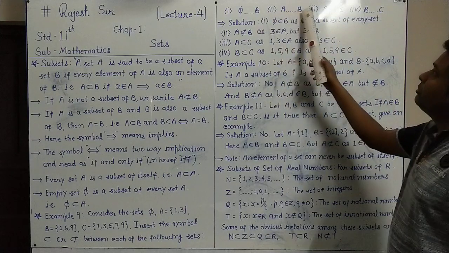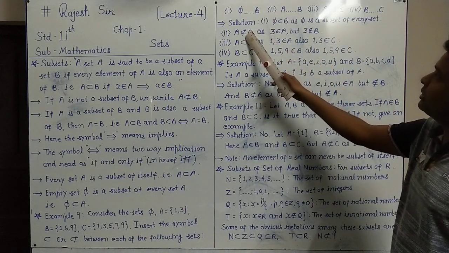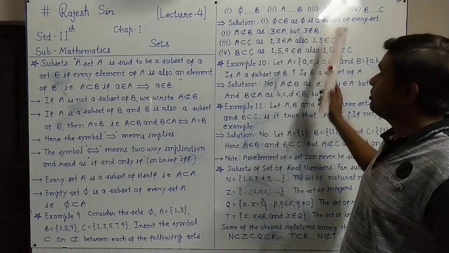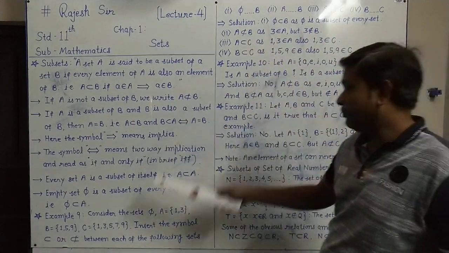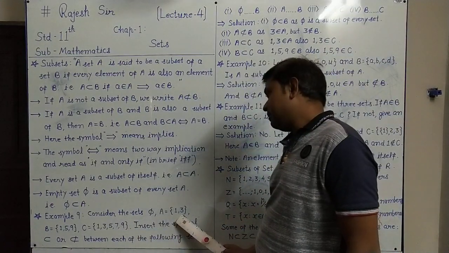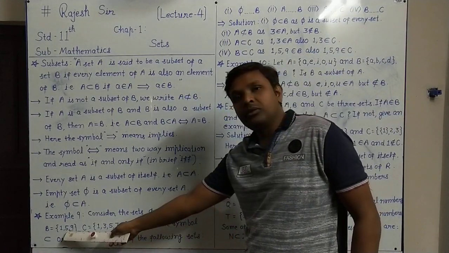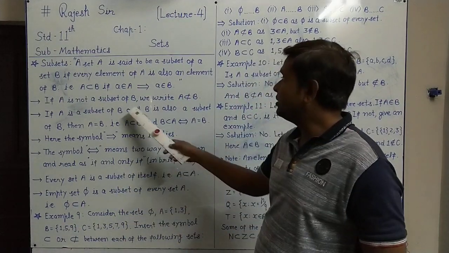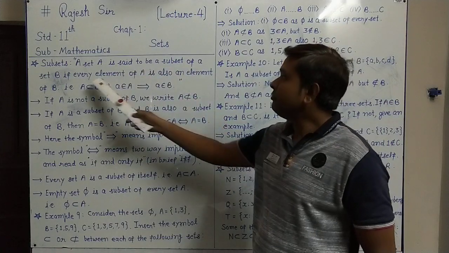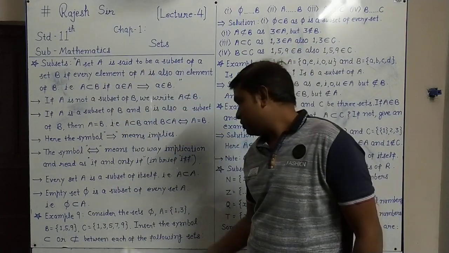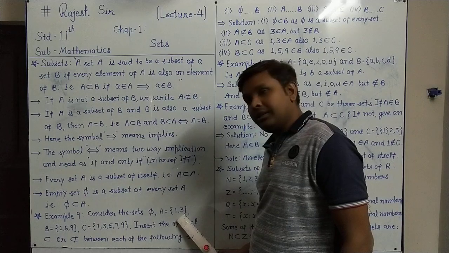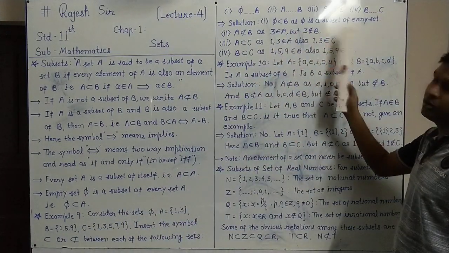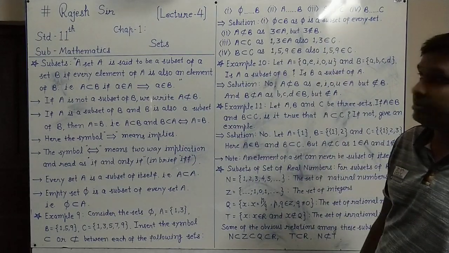Second number, A and B are given. Between that, not subset will come. Why? Because 3 belongs to A, but 3 does not belong to B. See that A and B. In A there is 3, and in B the element 3 is not there. For being a subset, we know that every element of A must be in B. So here in A there is 3, but in B it is not there, so A is not a subset. 3 belongs to A, 3 does not belong to B. Therefore, it is not a subset.